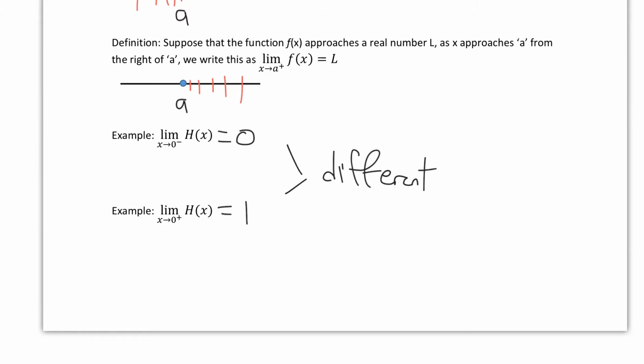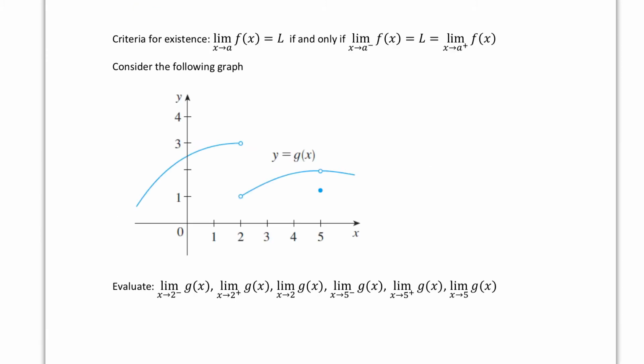And that's very important. On their own, as a one-sided limit, each one exists. But together, they're going to tell us something very important. And what they're going to tell us is that there's a criteria for existence. For an overall limit to exist, it exists if and only if the limit as x approaches a from the left of f of x equals L equals the limit as x approaches a from the right of f of x. In other words, you need the two limits to give you the same value. Otherwise, the overall limit does not exist.